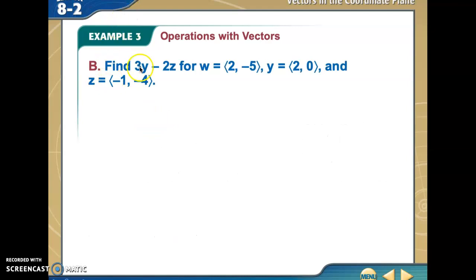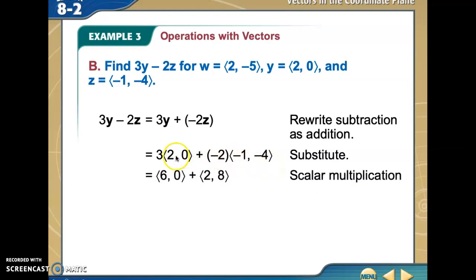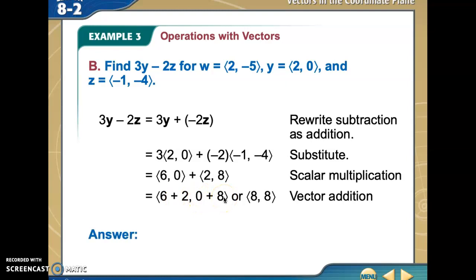Now we want to find 3y minus 2z. We have to substitute first. So 3y plus minus 2z: 3 times the value of y plus minus 2 times the value of z. So it becomes 3 times 2 is 6 and 3 times 0 is 0, plus minus 2 times minus 1 is 2 and minus 2 times minus 4 is 8. So 6 plus 2 and 0 plus 8, so the answer is (8, 8).